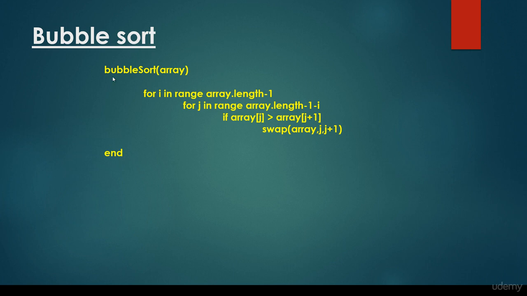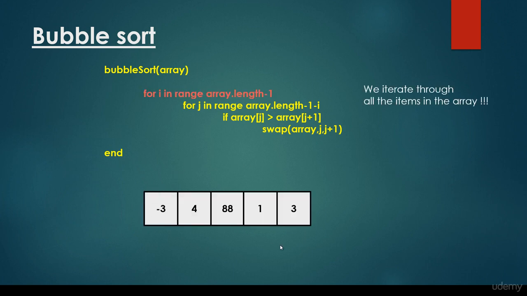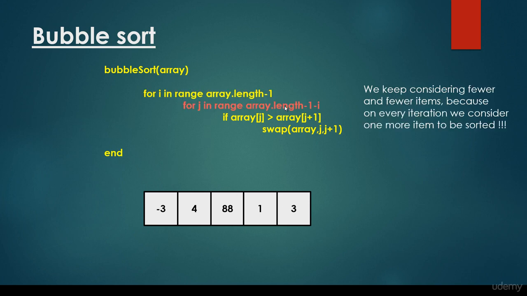Okay, so what about the source code? For example, we have a one-dimensional array: -3, 4, 88, 1 and 3. We iterate through all the items in the array. Of course, we have to consider every single item. On every iteration, we keep considering fewer and fewer items because on every iteration, we consider one more item to be sorted. If necessary, we swap the two items, because the array at the j index is greater than the array at the j+1 index. It means that it's not going to be in ascending order, so we have to swap the two items.